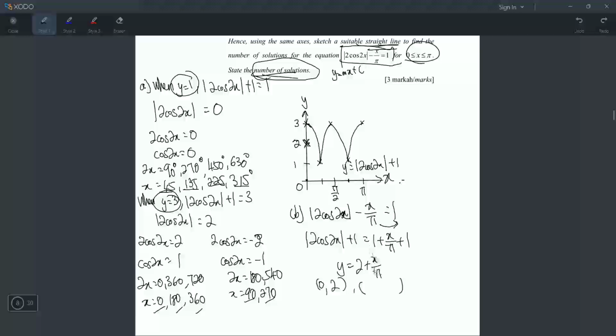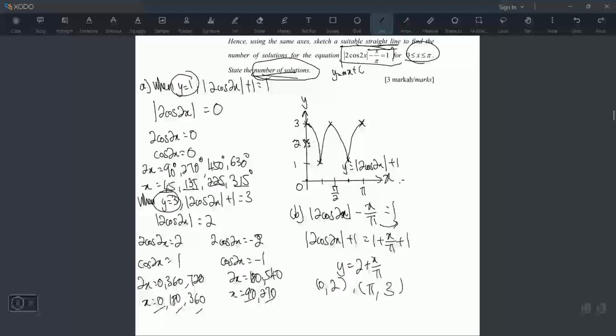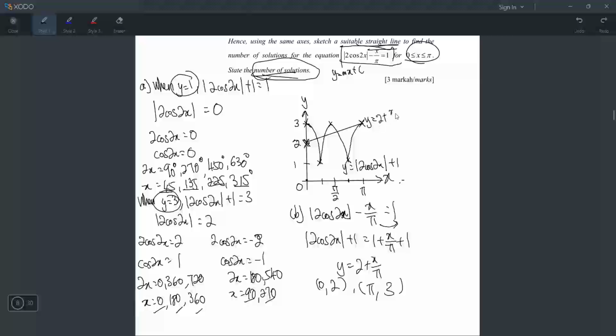So maybe use pi, right? So if you use pi, what happens? Pi divided by pi is 1. 1 plus 2 is 3. So (pi, 3). (Pi, 3) is here, right? So now you draw a line. So the line will pass through (0, 2) and (pi, 3) like this. Okay? And don't forget to write the equation of the straight line also. y equals to what? 2 plus x over pi.